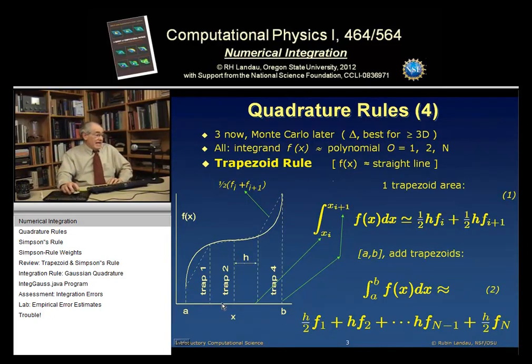But all of the intervals in the middle have a height f sub i, which is counted twice with h over 2, so we get h for each of those. So we get a weight of 1/2 at the ends and a weight of 1 in the middles. That's the trapezoid rule. We'll have to try it, and you'll do that in the lab. So now let's move on and look at the next slide, slide number 4.